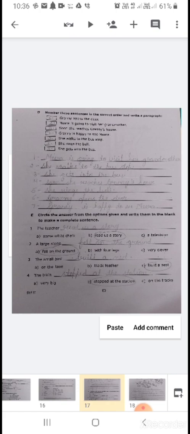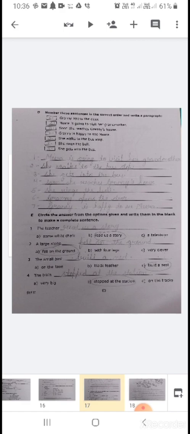2, 5, 3. Now you have to write these sentences in a particular order. Meera is going to visit her grandmother. She walks to the bus stop. She gets into the bus. Soon she reaches Granny's house. She rings the bell. Granny opens the door. Granny is happy to see Meera.